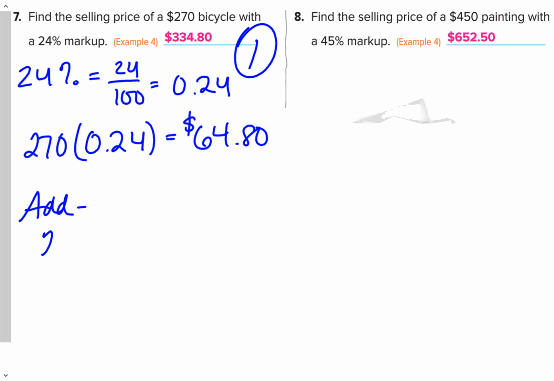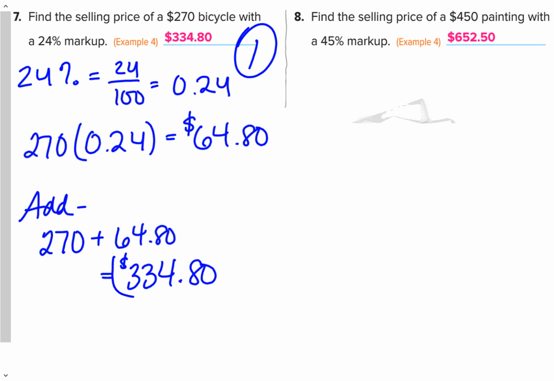Okay, last step that we have to do is add. So we're going to add 270 plus our 64.80, and that's how we got our $334.80. I know when you add it in the calculator, it says 334.8, but just remember, money is 2 decimal places, and you have to fill in the zeros.